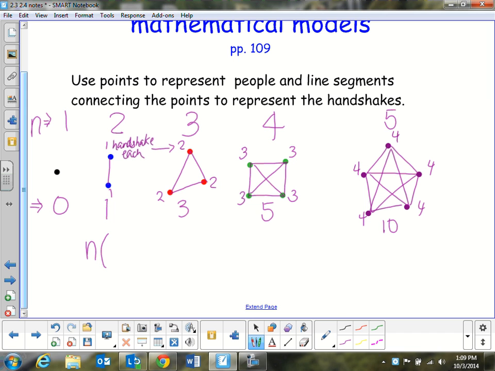So in this case, how is the 1 related to our n? How is this 2 related to our n? How is the 3 related to the n? How is the 4 related to the n? n again is the number of people. If you figure out the pattern, they're all one less. How do you write one less? You subtract one. So I'm going to subtract 1 from n.